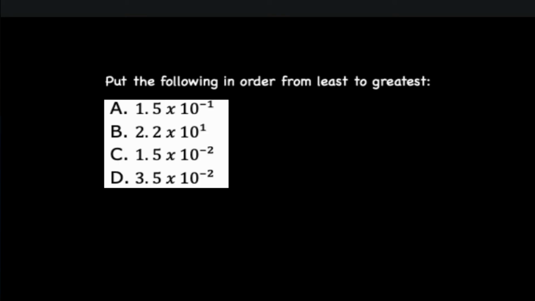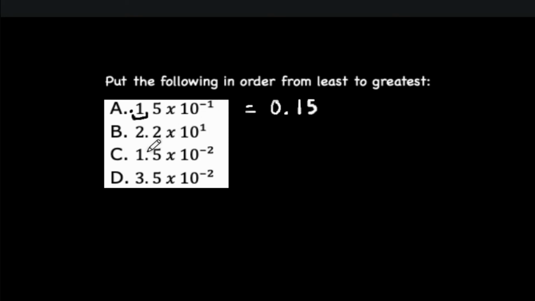Okay, so we're going to put the following in order from least to greatest. Looking at the answer choices here, I see that we are working with scientific notation. So let's take a look at this exponent. It's -1. So this is telling us to simply move this decimal point one place to the left. And so when we do that, we end up with 0.15. So this is equal to 0.15.